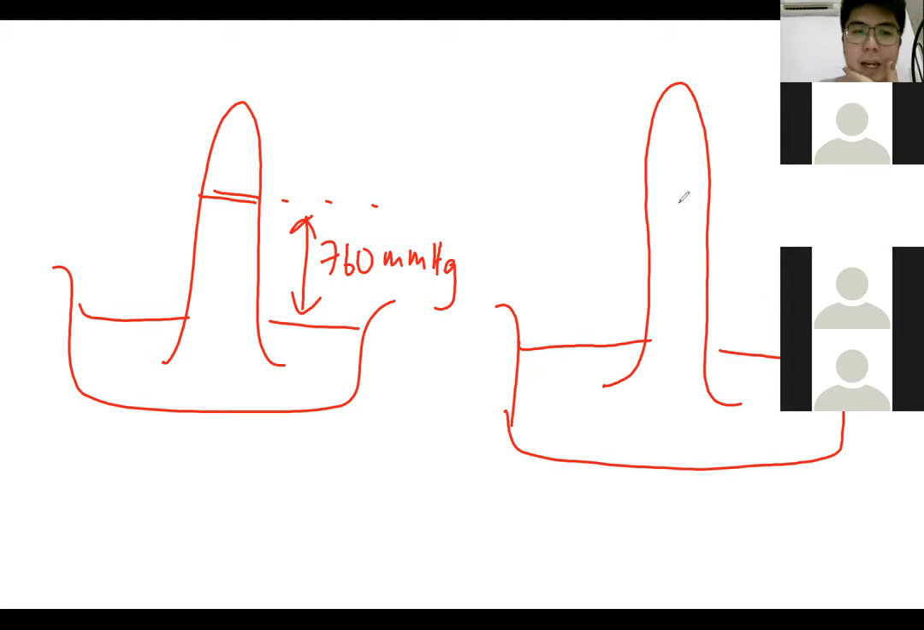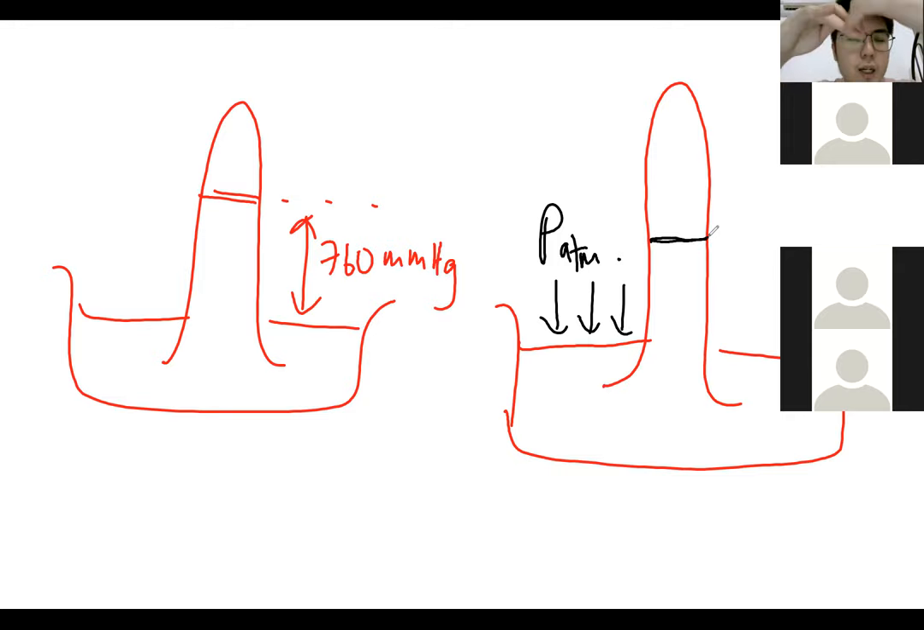So at high altitude, low atmospheric pressure, so the atmospheric pressure pushing the surface of the mercury, PATM, will decrease, right? So when it decreases, then the level in the column will also decrease because more mercury will flow out from the tube, right? So roughly like this.